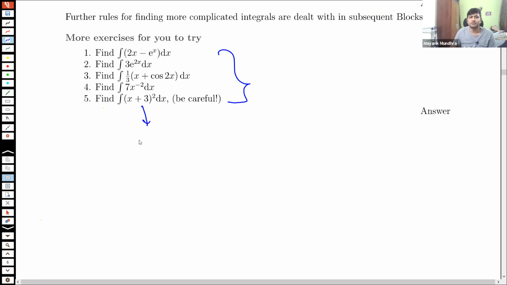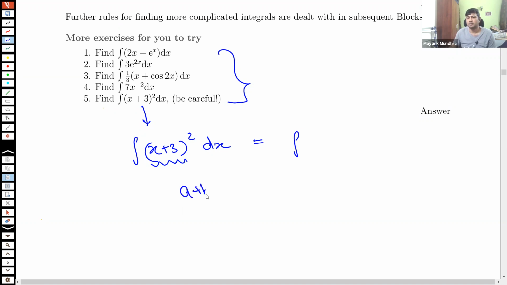Okay, so integration of (x plus 3) whole square dx. In order to do this, one way would be through substitution, which we'll see later on. But right now, without substitution, what we can do is expand this bracket. So if I expand this bracket, (x plus 3) whole square.